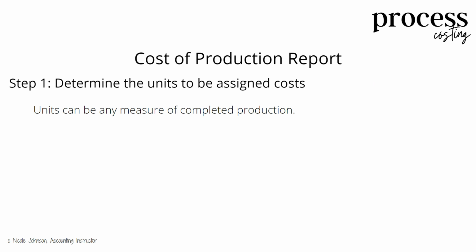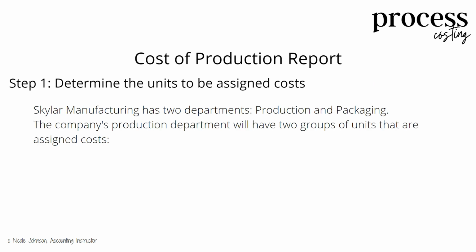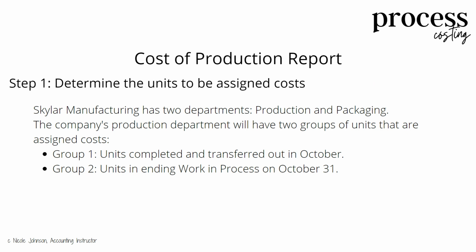In step 1, we determine the units to be assigned costs. Units can be any measure of completed production. Schuyler Manufacturing has two departments, production and packaging. The company's production department will have two groups of units that are assigned costs. Group 1 are the units completed and transferred out in October. Group 2 are the units in ending work in process on October 31st.